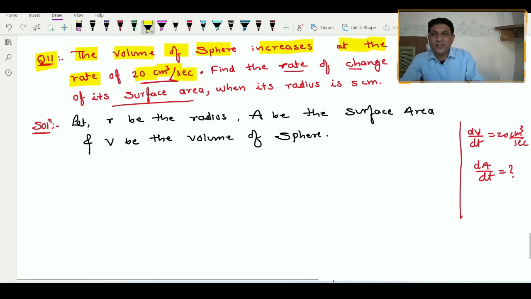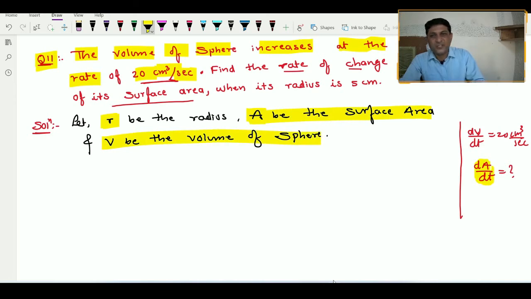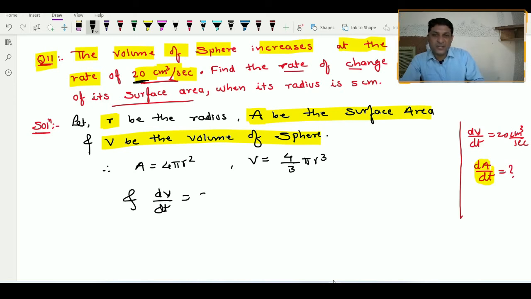So here we are denoting the radius by r, and the increase in area, which we have to find, is dA by dt. Let A be the surface area and V be the volume of the sphere. So A will be equal to 4 pi r square. V is the volume. We know that the volume of a sphere is 4 by 3 pi r cube, and the given condition is dV by dt equal to 20 cubic centimeter per second.